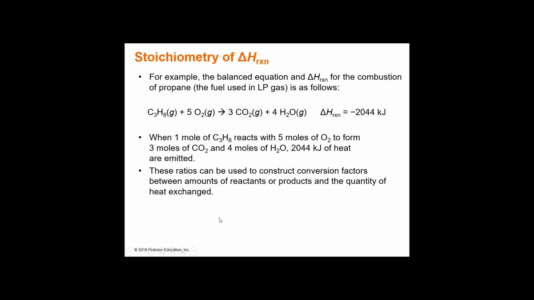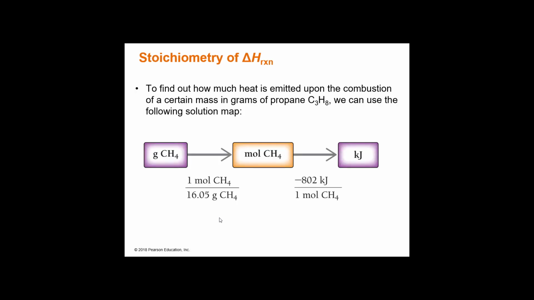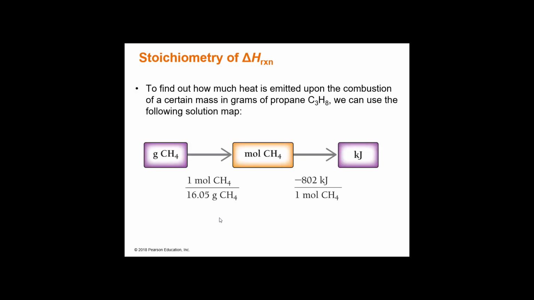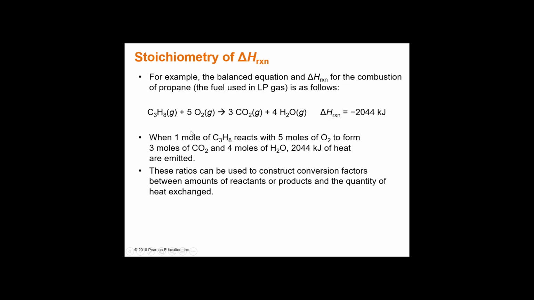So let's take a look. All right, so to find out how much heat is emitted upon a combustion of a certain mass in grams of propane, basically what we're saying is that we want to determine, if we're given a specific mass, how much heat or how much anything that we can use from this. So in this case, if we're given a certain mass, we want to know how many kilojoules of heat are being produced. Now I want to go back and go with this ratio thing.